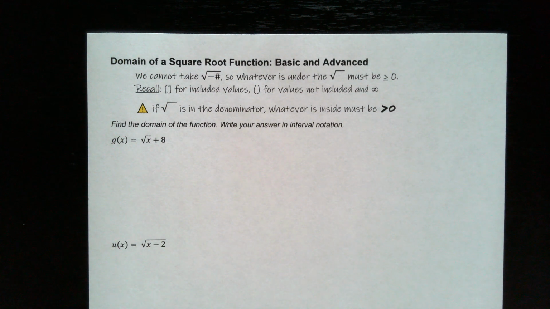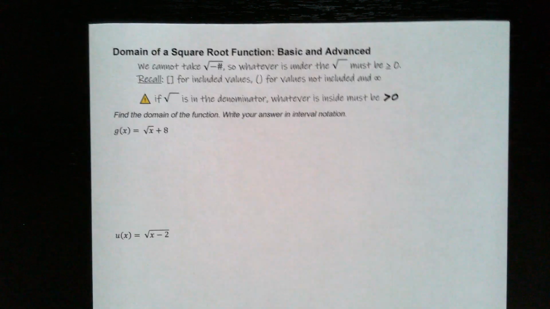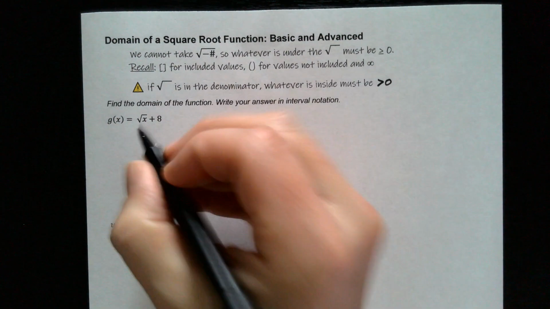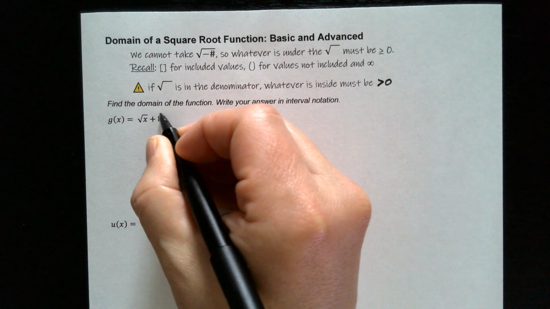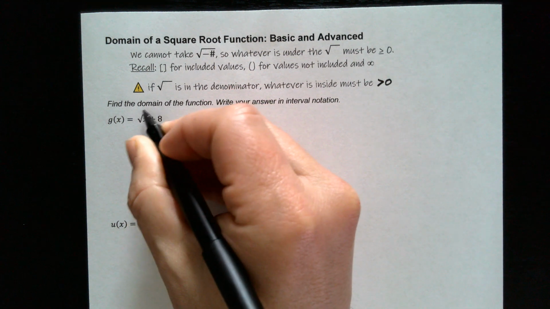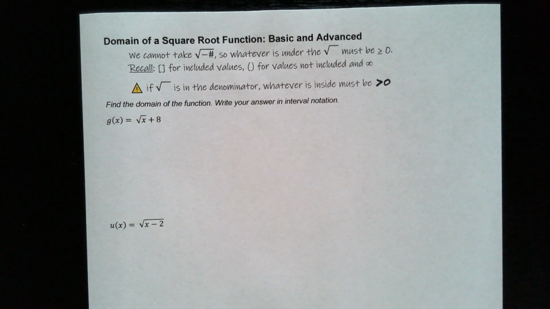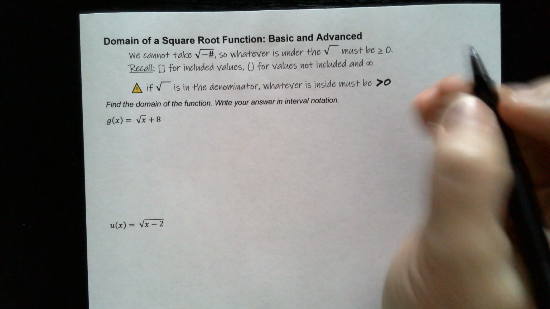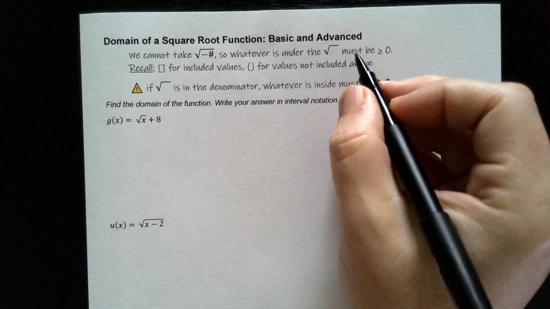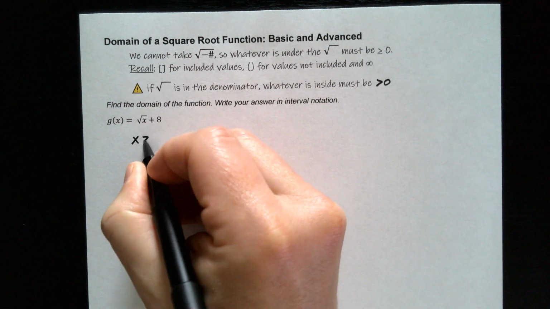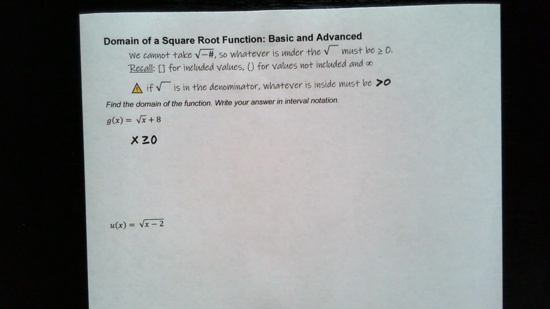All right, so let's take a look at the first problem here. We've got g of x is equal to the square root of x plus 8. Notice that the line does not go over the 8, so the only thing in the square root is the x. We need to set whatever's under the square root greater than or equal to 0. So x is greater than or equal to 0.